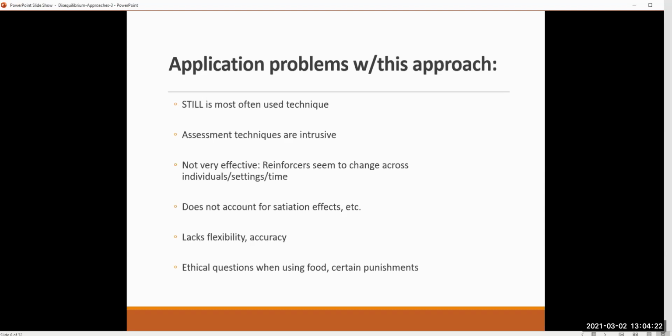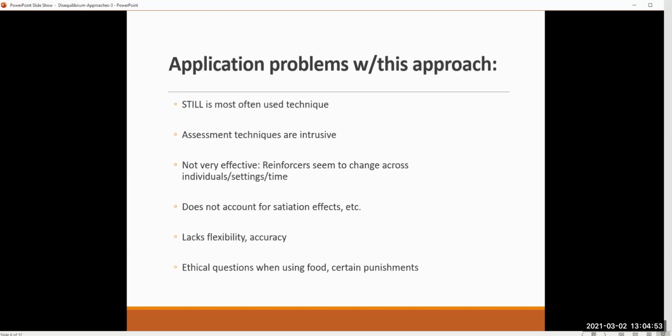Reinforcers change across individuals, across settings, and across time. This model doesn't really account for satiation effects other than to say I have to give you long-term deprivation. But how long can I use a reinforcer before I need to, again, invoke long-term deprivation? So if I'm using candy, how soon is it that satiation sets in so that I have to then stop that reinforcer, which flies in the very face of a reinforcer is a reinforcer is a reinforcer.